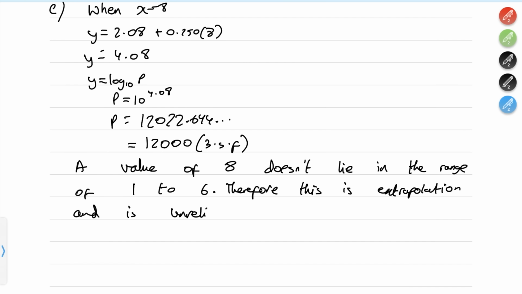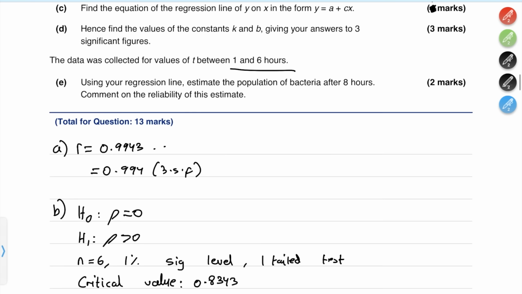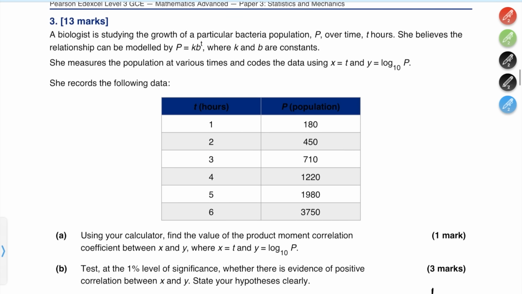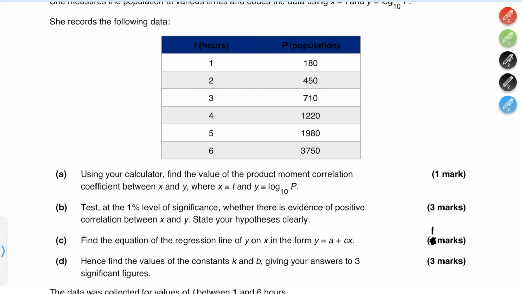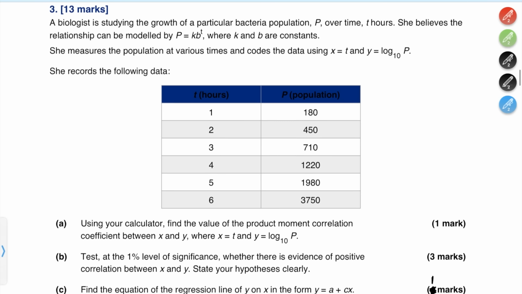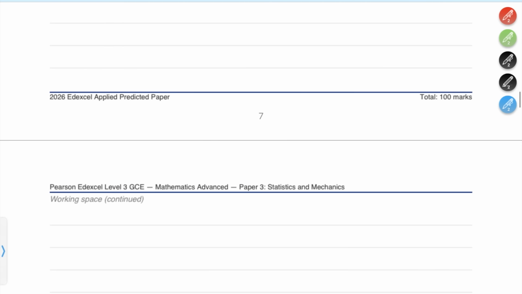So that is now, I believe that was question 3 done. So again, I'm sorry about the misunderstanding with the marks. There should be 1 mark allocated for that. Hopefully that didn't cause too many problems. And we can now move on to question 4.